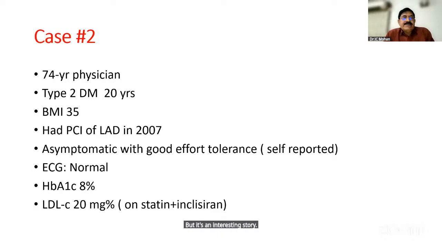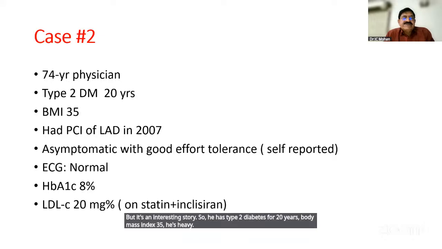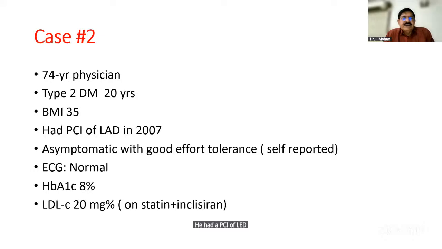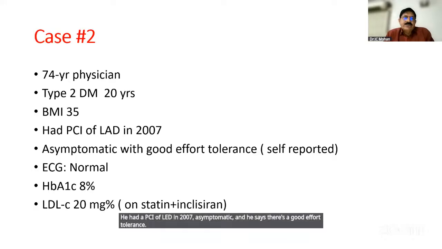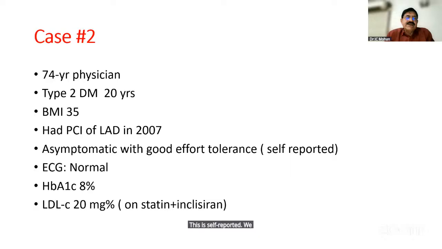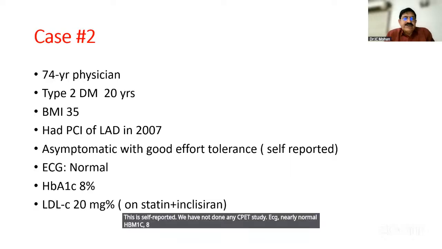So he has type 2 diabetes for 20 years, body mass index 35, he's heavy. He had a PCI of LAD in 2007, asymptomatic, and he says he has a good effort tolerance. This is self-reported. We have not done any CPET study. ECG nearly normal, HbA1c 8%, LDL 20 milligram. He is on statin and inclisiran.